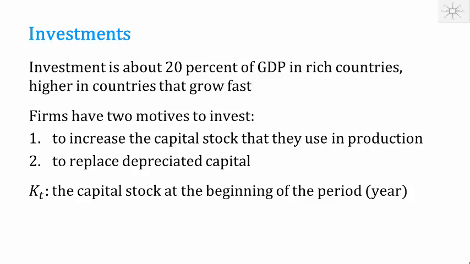And now we start our analysis of the demand, investment and consumption. And we start with investment. So investments are about 20% of GDP in rich countries, and they are a much higher share in countries that have very high growth rates. And firms have two motives to invest.